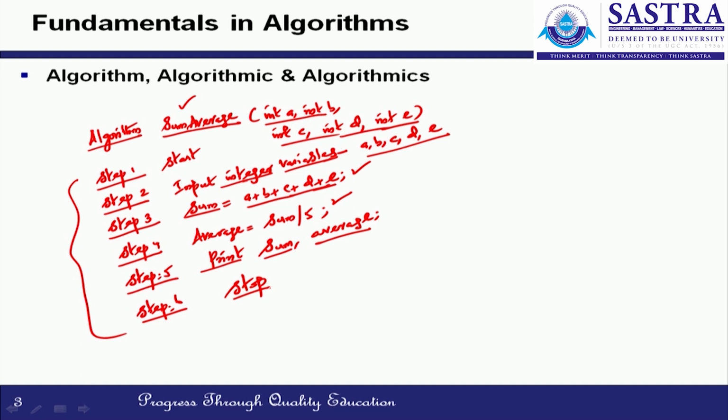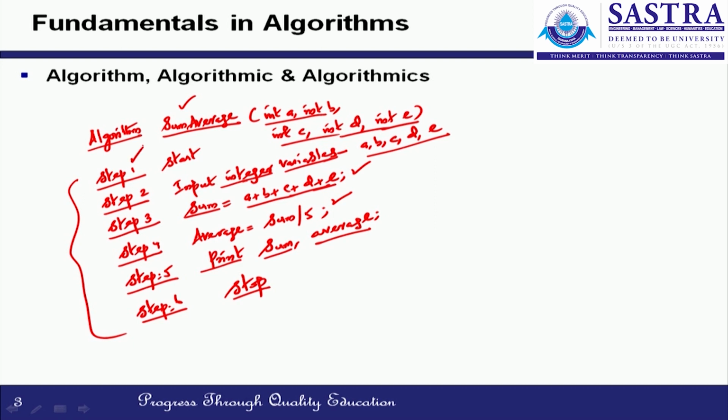So what is an algorithm? Algorithm is nothing but a stepwise procedure to solve a given problem. In each step, we need to clearly mention what is the operation going to be performed. Every step requires that the operation should be clearly defined in that step.